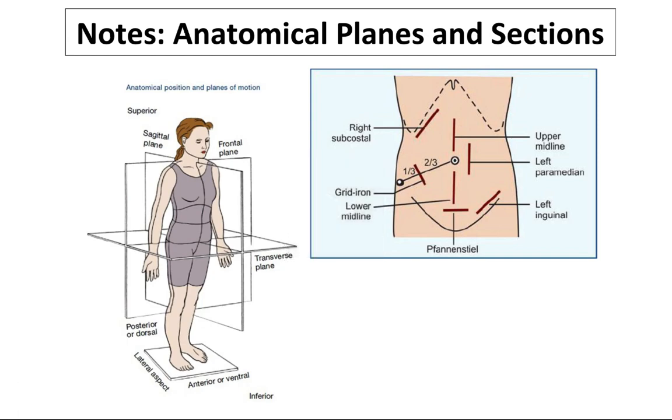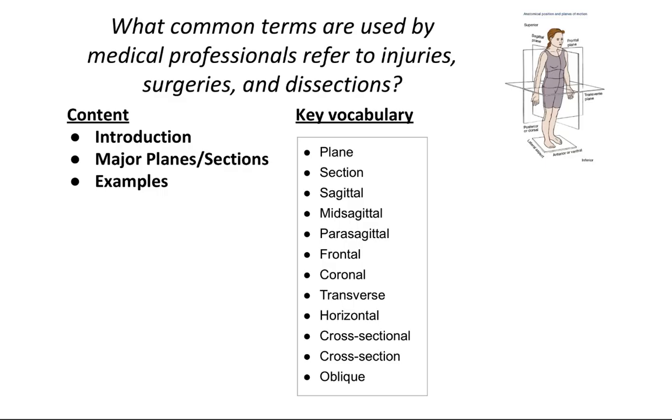Hi everyone, today we're going to go over anatomical planes and sections. Anatomical planes and sections refer to the way things are cut or divided. We often use them when we're talking about injuries, surgery cuts, or dissection cuts. We're going to go over the major different terms for planes and sections found on the body, and then we'll go over some examples so you get an idea of what those things are.